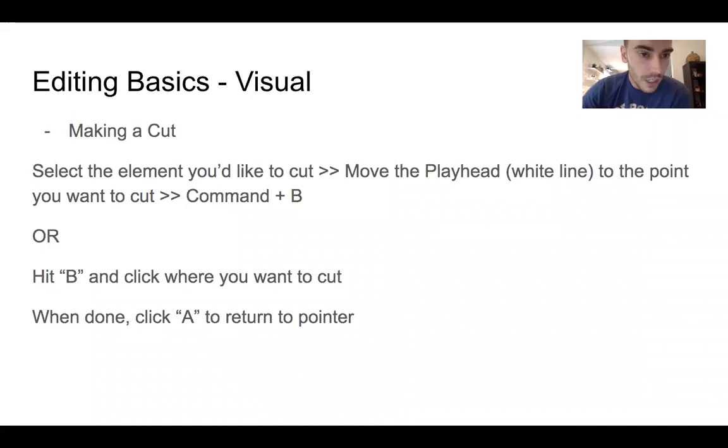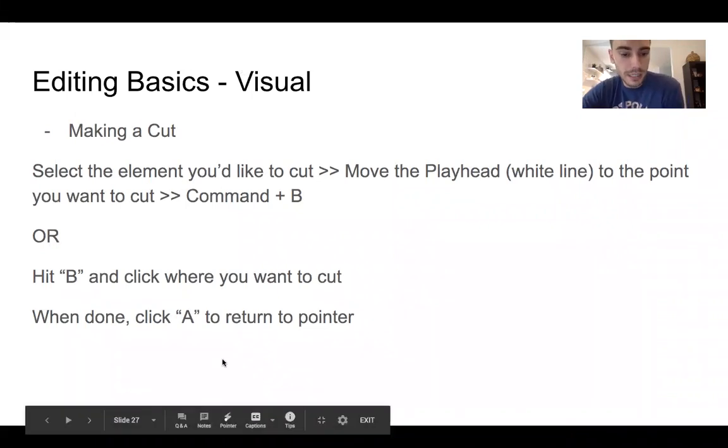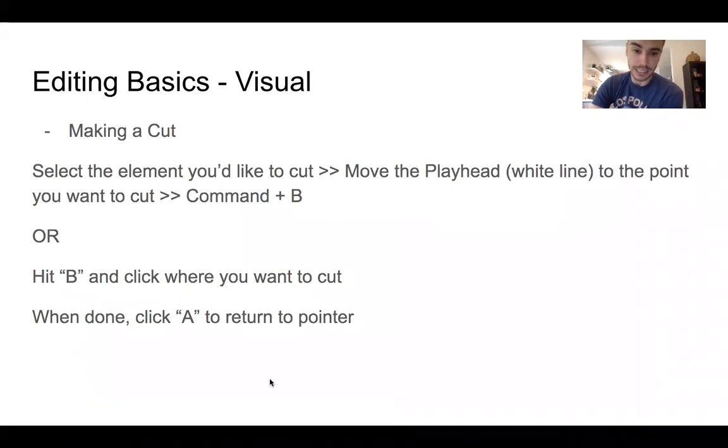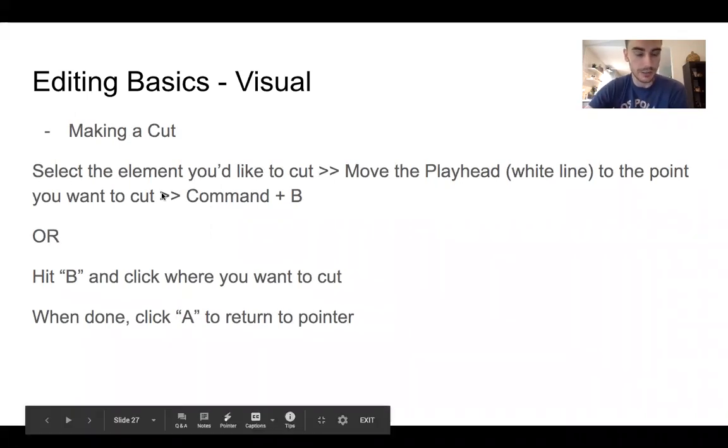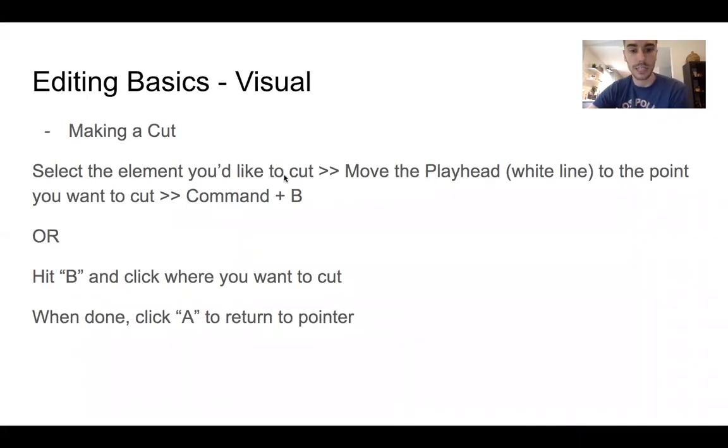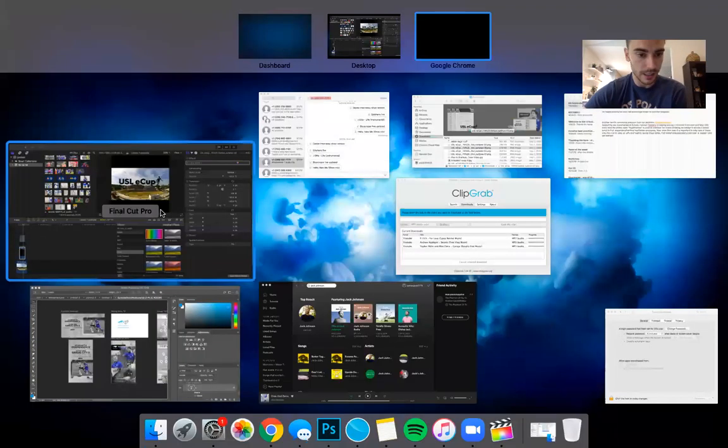All right, cool. So, making a cut. Now you have your videos and your JPEGs in Final Cut, and you want to start editing those elements. A lot of that has to do with timing. There are two different ways to do a cut. The first is you select that element and move the playhead, the little white line, to where you want to cut. Then you use Command B. Let me show you what that looks like.